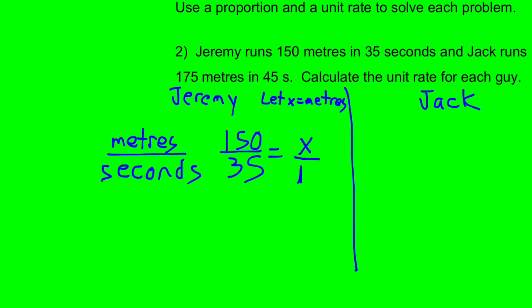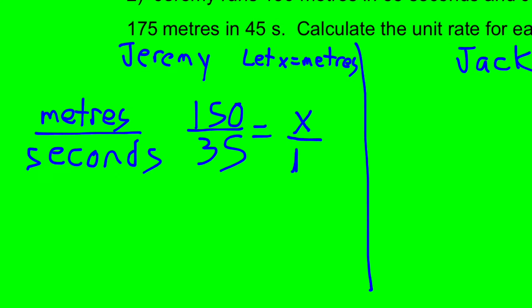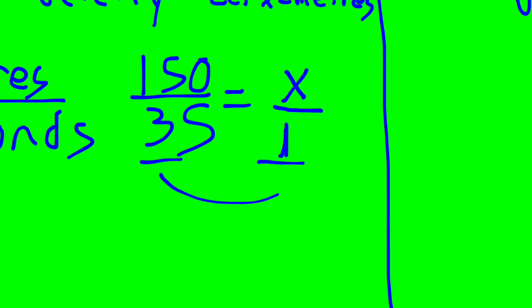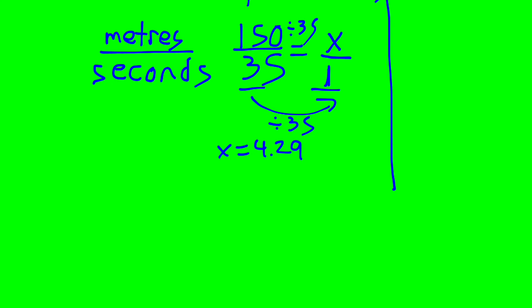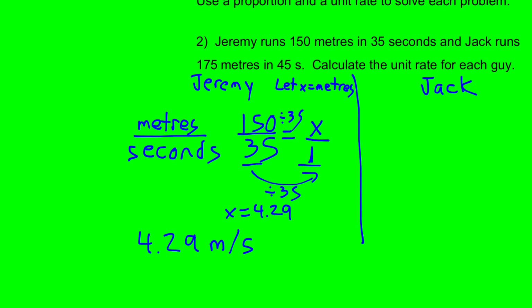To figure out this solution, we solve the proportion. What do I do to 35 to get 1? I divide by 35, and I do the same thing to the top: 150 divided by 35. When you work that out, you have to round it off, but you get x is equal to 4.29. To write this properly as a unit rate, we would say 4.29 meters per second. And that's Jeremy's unit rate.